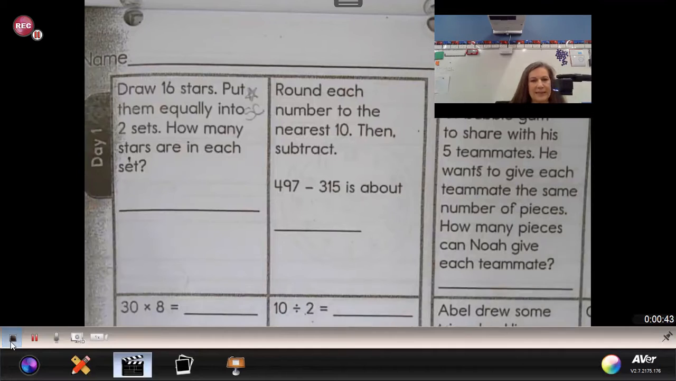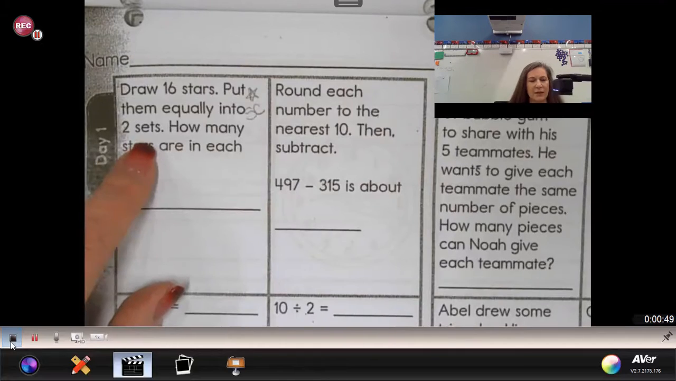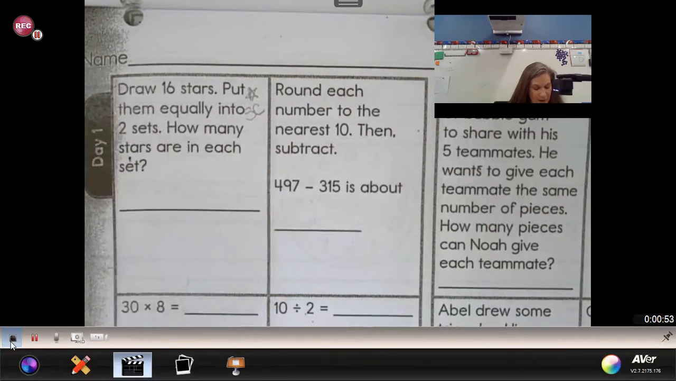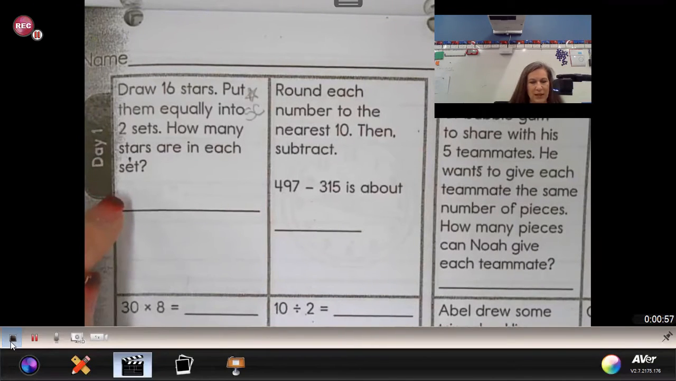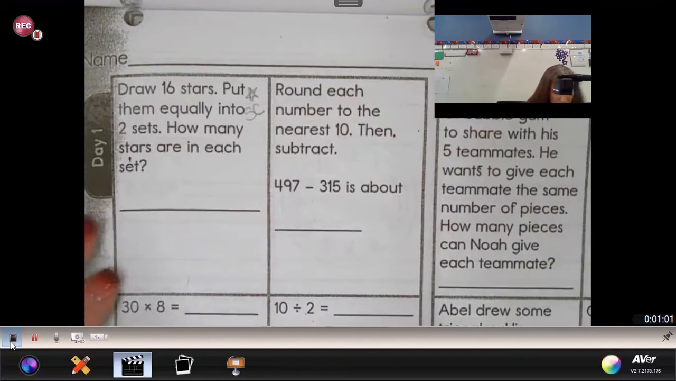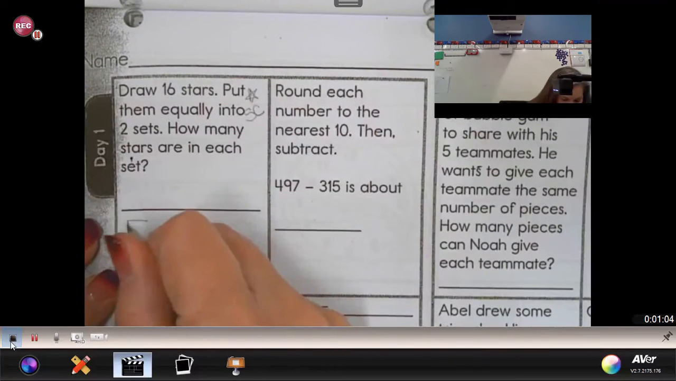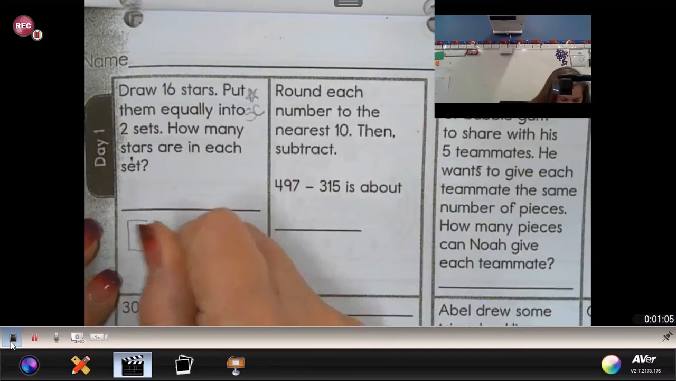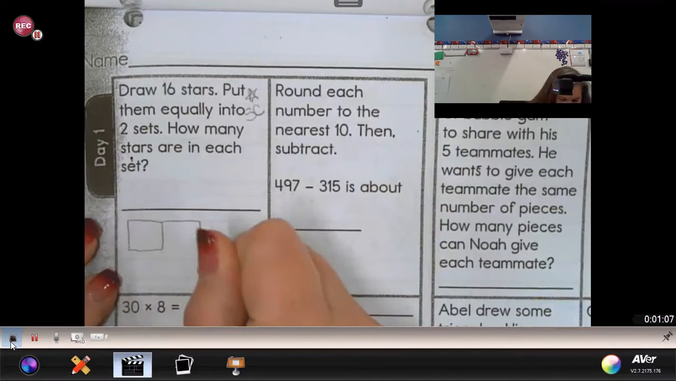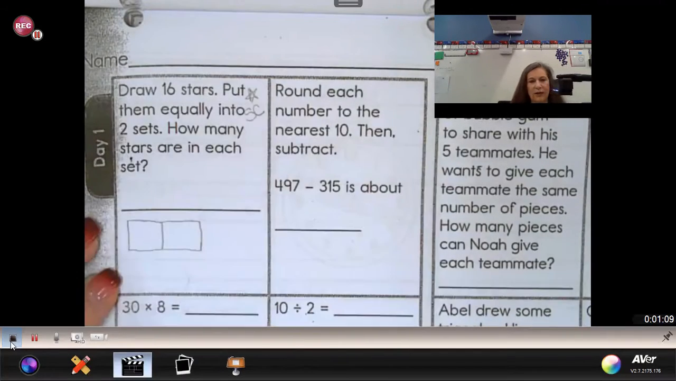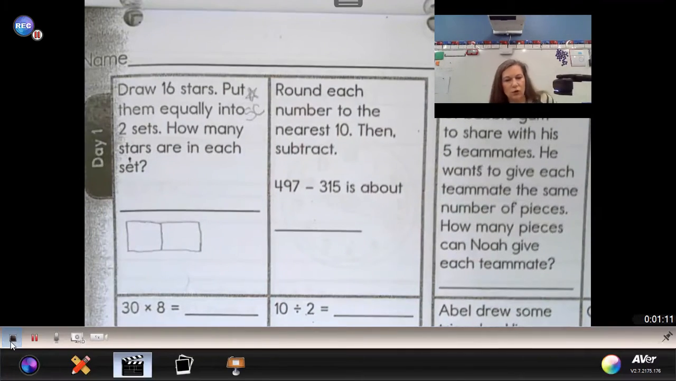It says draw 16 stars, put them equally into 2 sets. Now when they say sets, they're talking about groups, right? And how many stars are going to be in each group or each set? So in this case, we know that we're going to have 2 groups, and we are going to take the 16 stars and share them equally between those 2 groups.